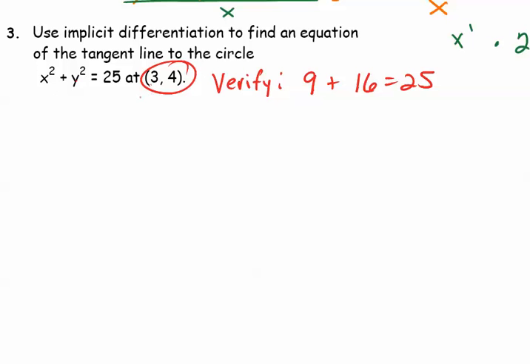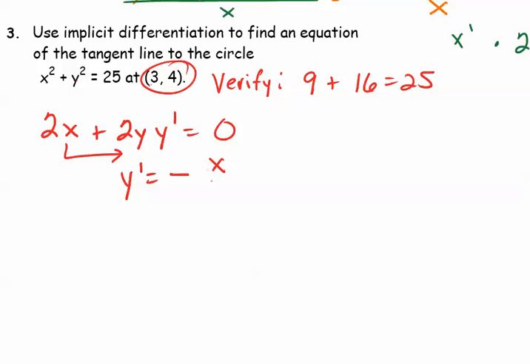So now we need to find y prime for our slope. So now we differentiate with respect to x. We've seen this before. And we've got to remember our chain rule on y. The derivative of 25 is 0. And now we can solve for y prime. We would subtract the 2x to the other side. We would divide by the 2y, so the 2's are going to cancel. So this is the slope of all tangents. This is the slope of the tangent at any point on the circle.